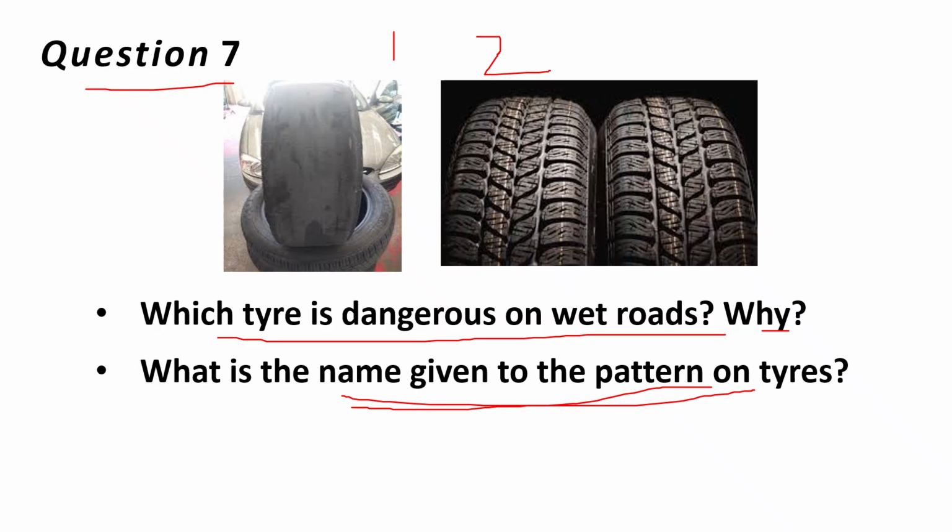So, question number 7A is out of picture 1 and 2. Which tire is dangerous on wet roads and why? And 7B, what is the name given to the pattern or design on tires? That's question number 7. So 7A and 7B.